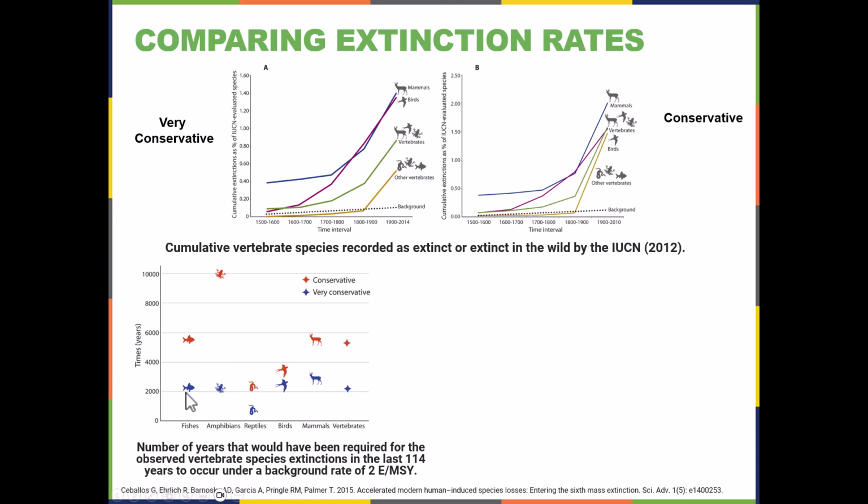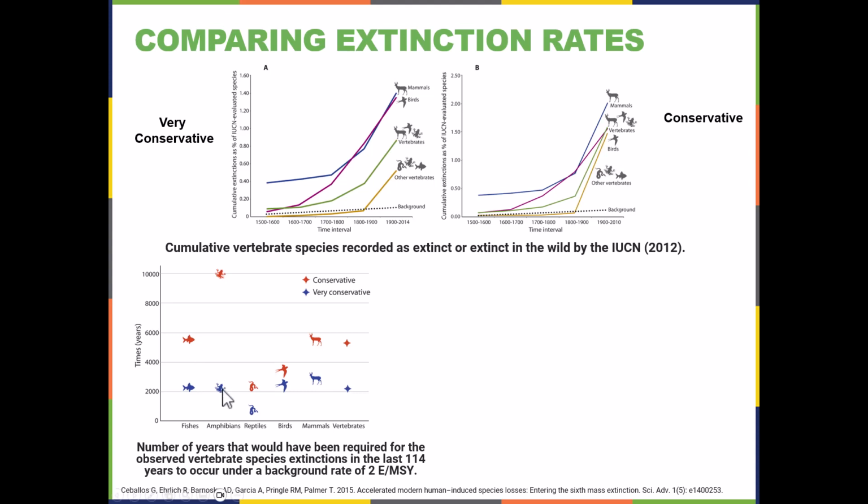This is asking, if we had the background extinction rate, how many years would it have taken us to get where we are today based on these different numbers? So the actual time frame is 114 years. If we use our very conservative estimate, we would say that it could have taken almost 6,000 years for that many fish species to go extinct that we've seen go extinct in 114 years. If we use the slightly less conservative estimate, it's closer to 2,000. So anywhere from 2,000 to 6,000 years it would have taken, but this is what we've seen in 114 years.